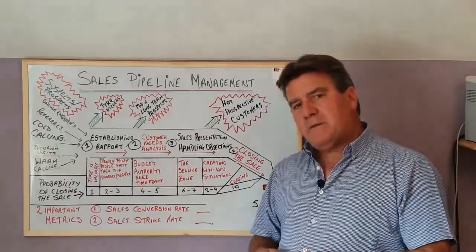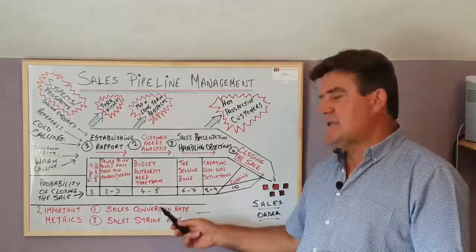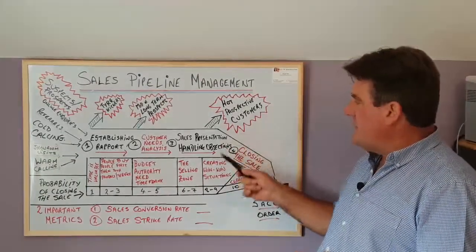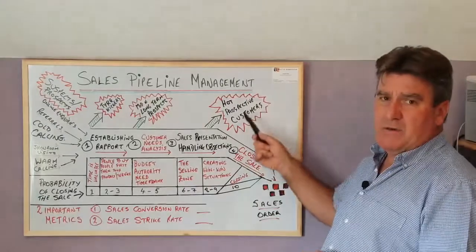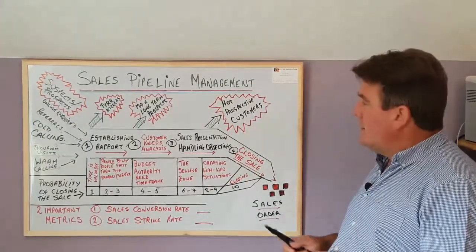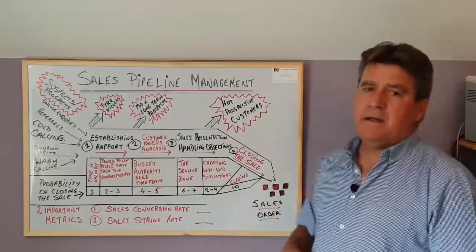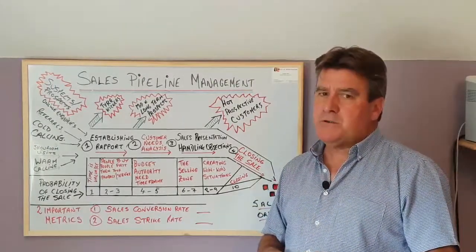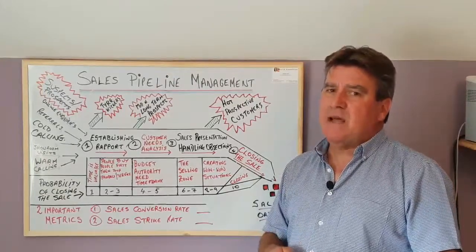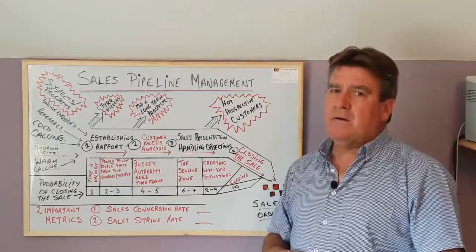The next metric is very important, and that is the sales strike rate. That is the ratio of the number of presentations we deliver to hot prospective customers to the number of sales orders. So if my strike rate is 2 to 1 or 3 to 1, that's not bad. But if my strike rate was 6 or 7 to 1, I'd be certainly looking at the quality of my sales presenting.